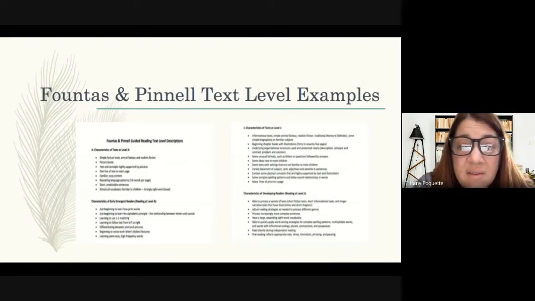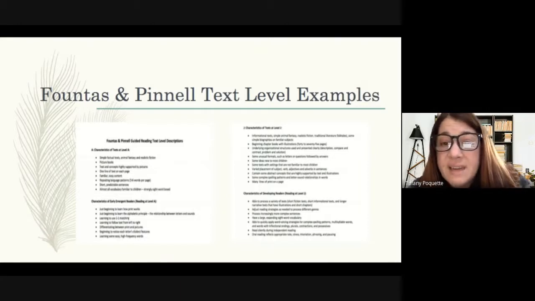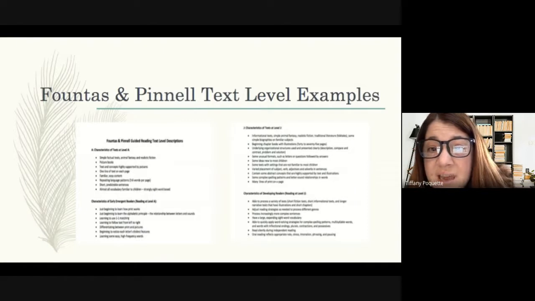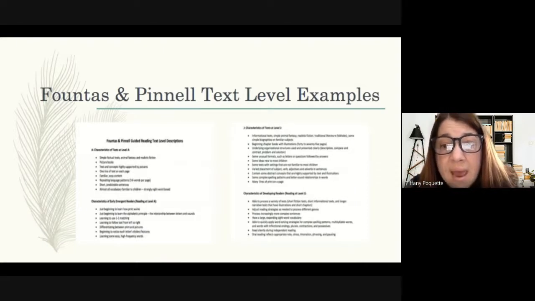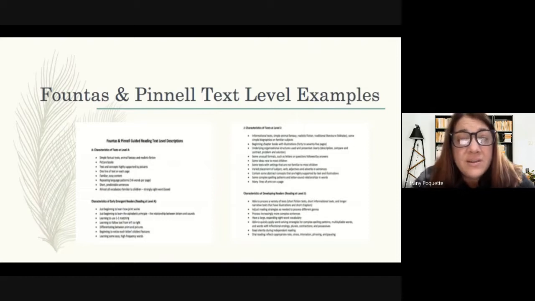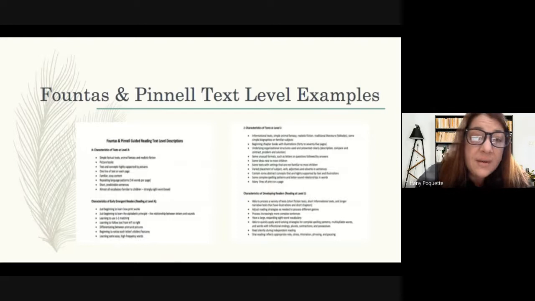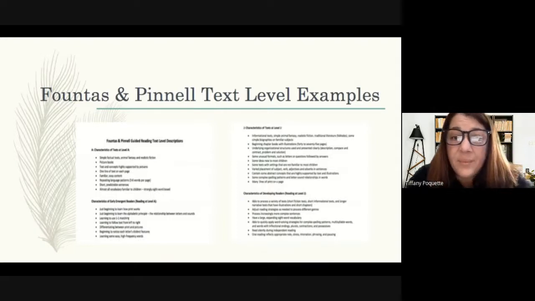Characteristics of a level A: they're very simple texts. There's usually a pattern found in them. They will contain high frequency or sight words. A characteristic at a level J is there may be an unusual format, something that is not usually seen in a text to make it a little more complex. Another characteristic of a level J text is the variety of genres that can be found at that text level.